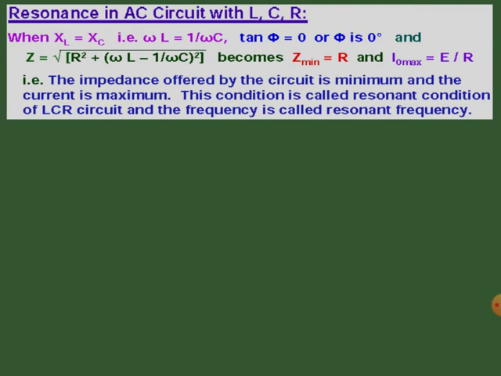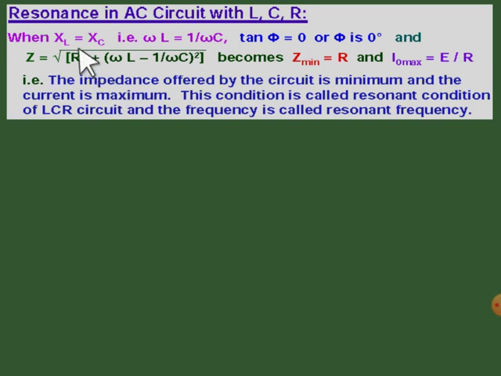So let's see about resonance in the LCR circuit. When XL is equal to XC, the last case, or rather omega L is equal to 1 by omega C, that happens when tangent of phi is equal to 0, or phi is 0. That means when your instantaneous EMF and current are in phase, then what happens?